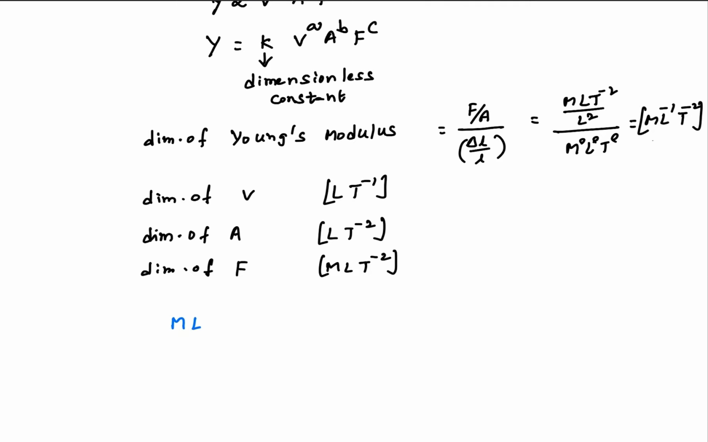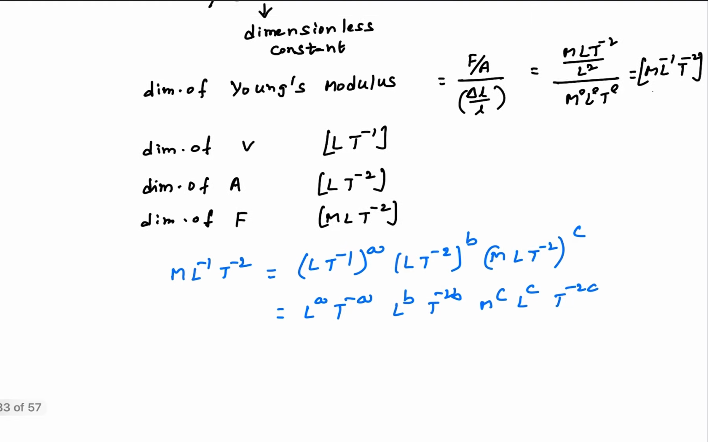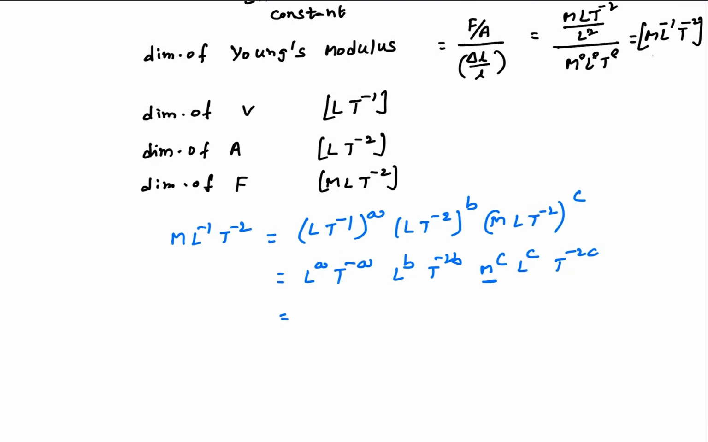I am writing this, so you can observe carefully. In place of Y, M L^-1 T^-2, k is dimensionless, v is (L T^-1)^a, a is (L T^-2)^b, and F is (M L T^-2)^c. You can write L^a T^-a, L^b T^-2b, M^c L^c T^-2c.